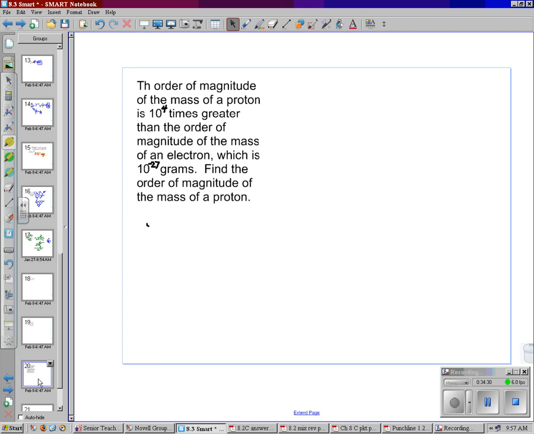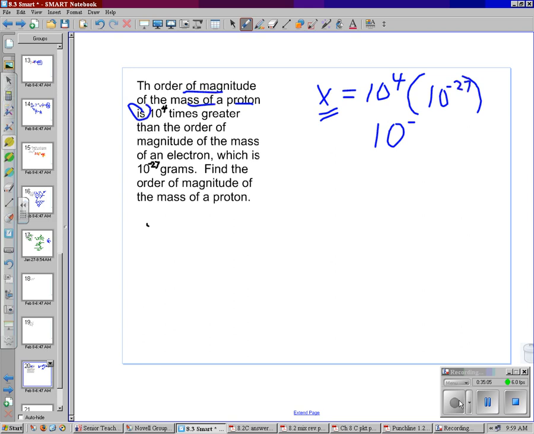Talk to your partner a second. The order of magnitude of a proton is 10 to the 4th times greater, so 10 to the 4th times the order of the mass of an electron, which is 10 to the negative 27. Find the order of magnitude of the mass of the proton. That's what we're trying to find. 10 to the 4th times 10 to the negative 27th gives us 10 to the negative 23rd.